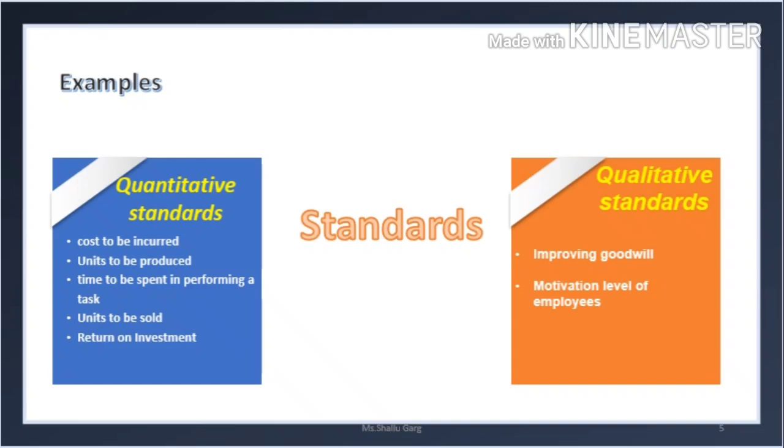Now, the main thing is, even to measure the qualitative standards, we need to take help of the quantitative standards. Like, how can you check the motivation level of your employees? By checking their attendance. If the rate of absenteeism is more, then your employees are not motivated. If labor turnover is more, then employees are not motivated. So better if you are able to set the standards in quantitative terms.